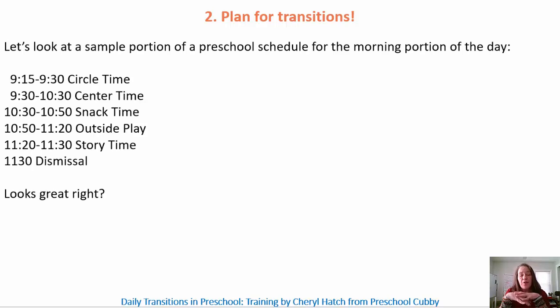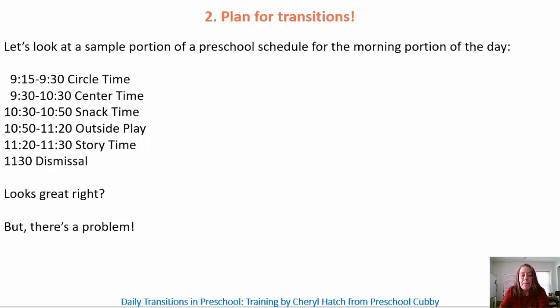From 9:15 to 9:30. So if your program opens at 9, from 9:15 to 9:30 might be your circle time. 9:30 to 10:30, you might have interest center time. From 10:30 for 20 minutes, you have snack time. From 10:50 to 11:20 is your outside play time. Then at 11:20, you might come in, have a story time, and then it's time to go home.